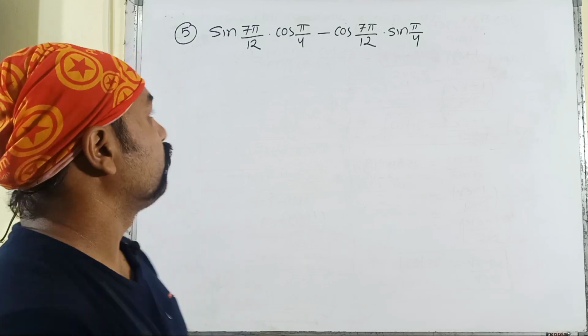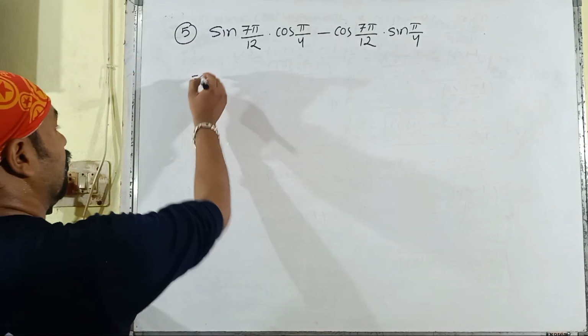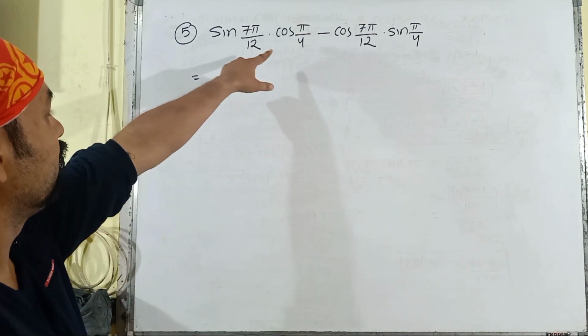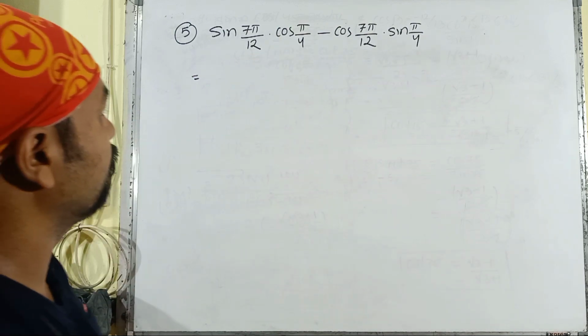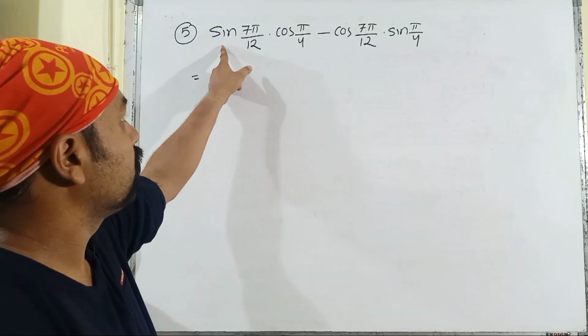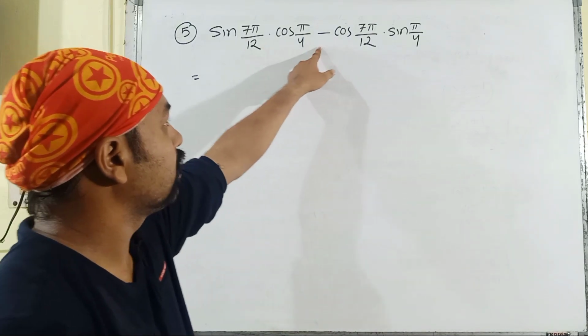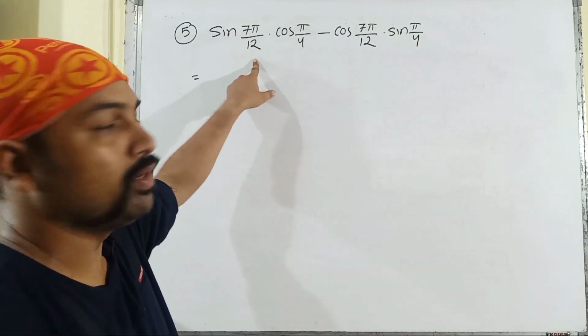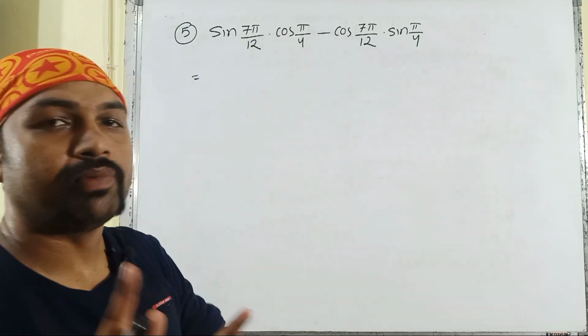Here it is the number 5 question, and we have to evaluate this value. It is given that sin 7π/12 multiplied with cos π/4 minus cos 7π/12 multiplied with sin π/4. You can see that it is in the form of sin A cos B minus cos A sin B, where there is 7π/12 in place of A and π/4 in place of B.